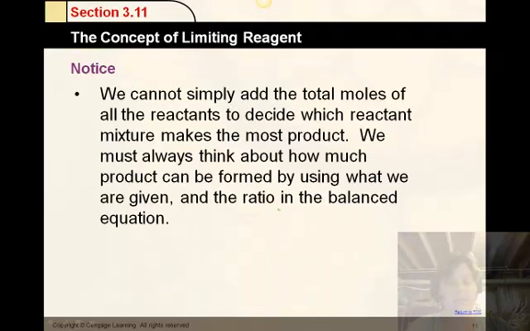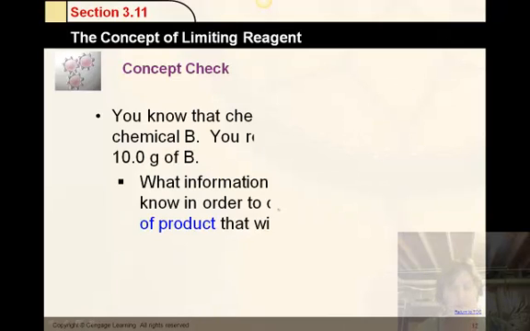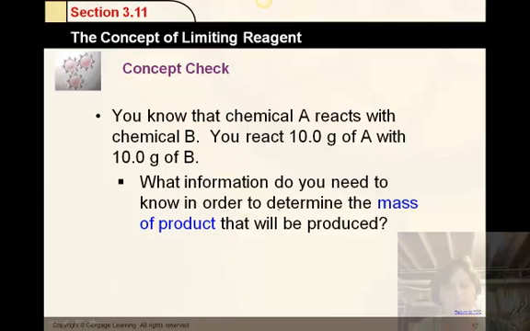We can't simply add the total moles of all the reactants to decide which reactant mixture makes the most product. We must always think about how much product can be formed by using what we are given and the ratio of the balanced equation. Now, here's a good question. You know that chemical A reacts with chemical B. You react 10 grams of A with 10 grams of B. What information do you need to know in order to determine the mass of product that will be produced?